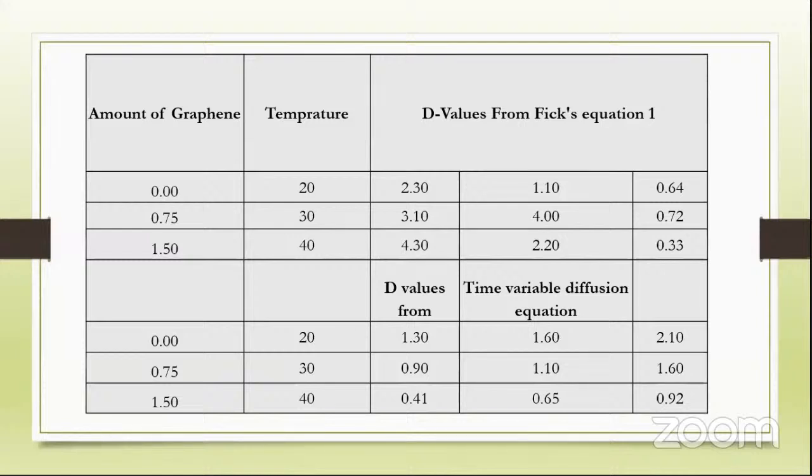And these are the values. I have calculated two sets of values. One was from a fixed diffusion coefficient equation, and the other from a time variable diffusion coefficient equation. Both showed the same result. Comparatively, the time variable diffusion coefficients had a good agreement with my EIS results.